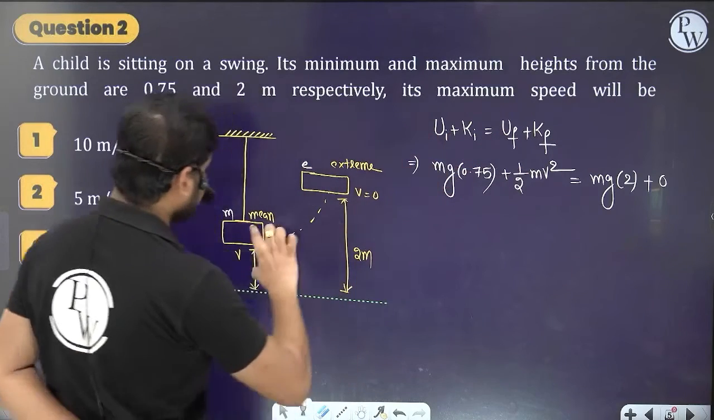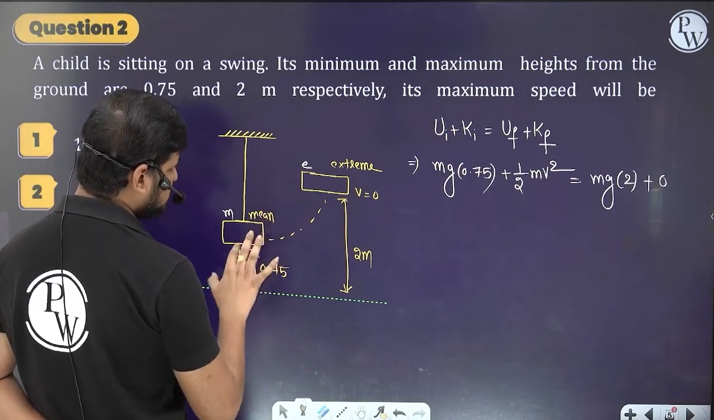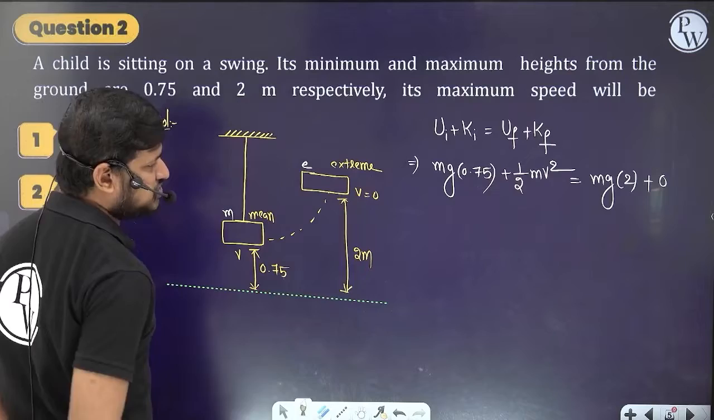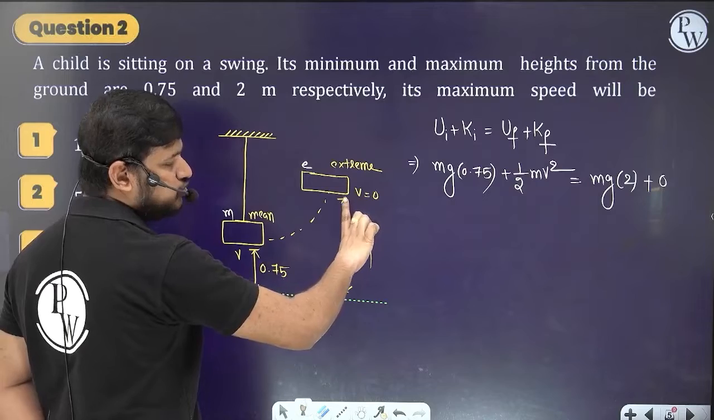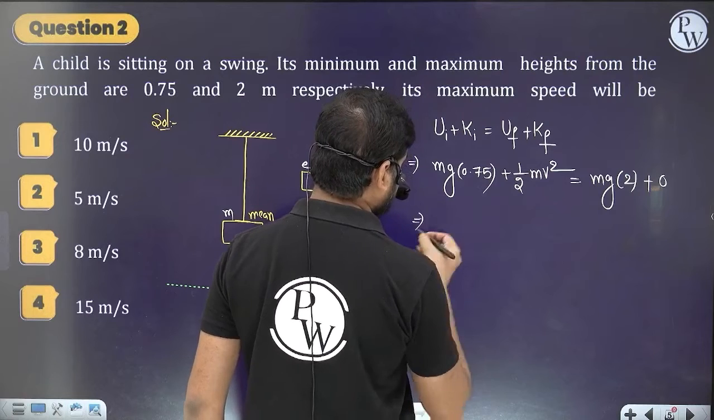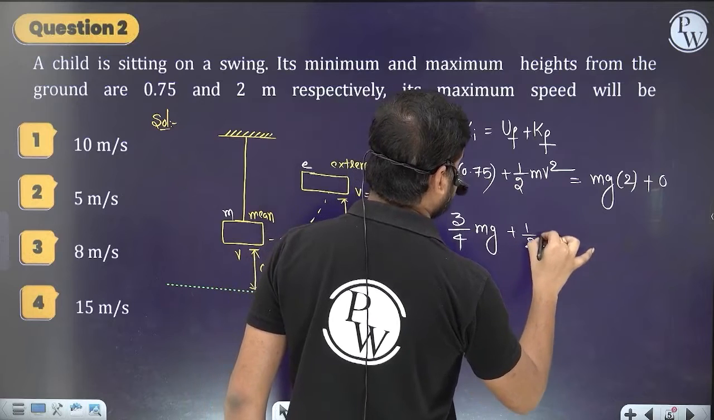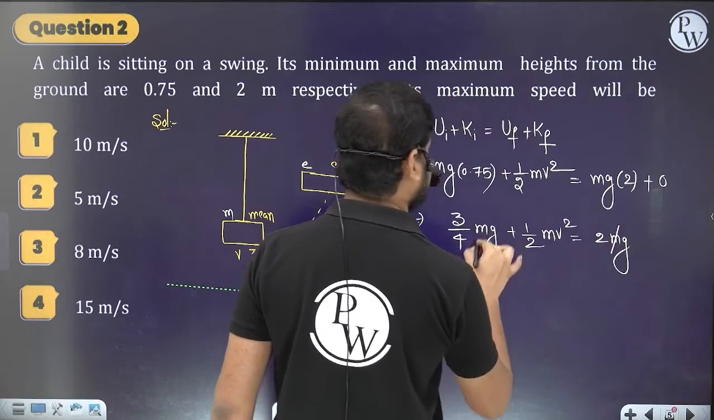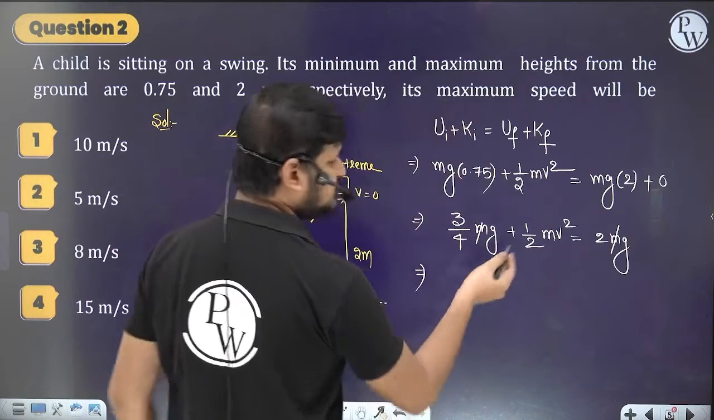So at the mean position, the potential energy is mg into 0.75, and the kinetic energy is also there because it has some velocity v at the mean position, so half mv square. At the extreme position its velocity becomes 0, so there is no kinetic energy, and it is at a height of 2 meters, so it has potential energy mg into 2. So now I can write this as 3/4 mg plus half mv square is equal to 2mg. So I can cancel m. This is what we have to find: the maximum speed v.